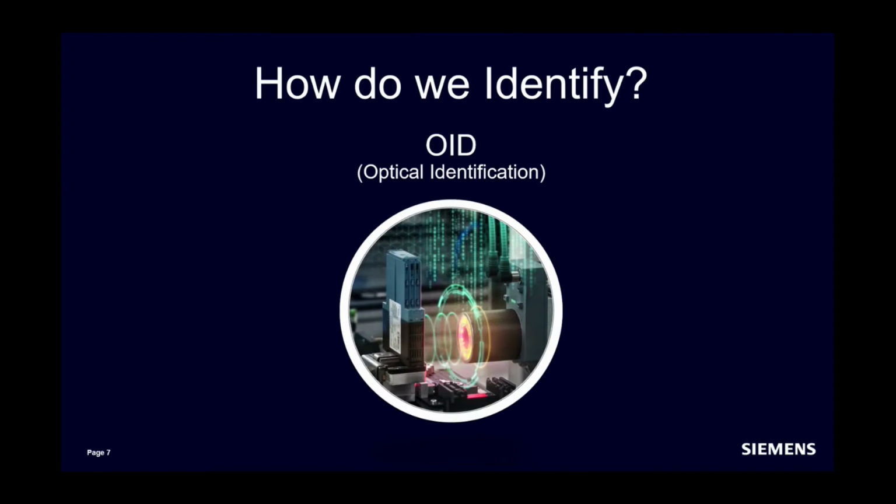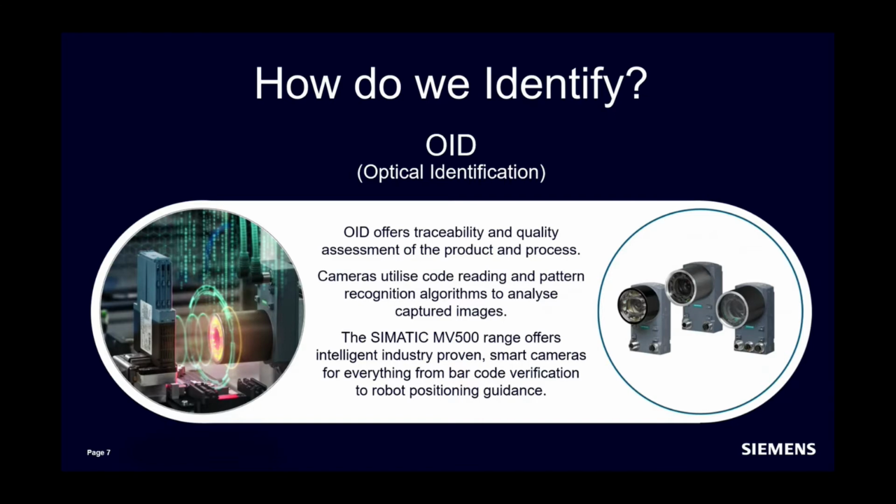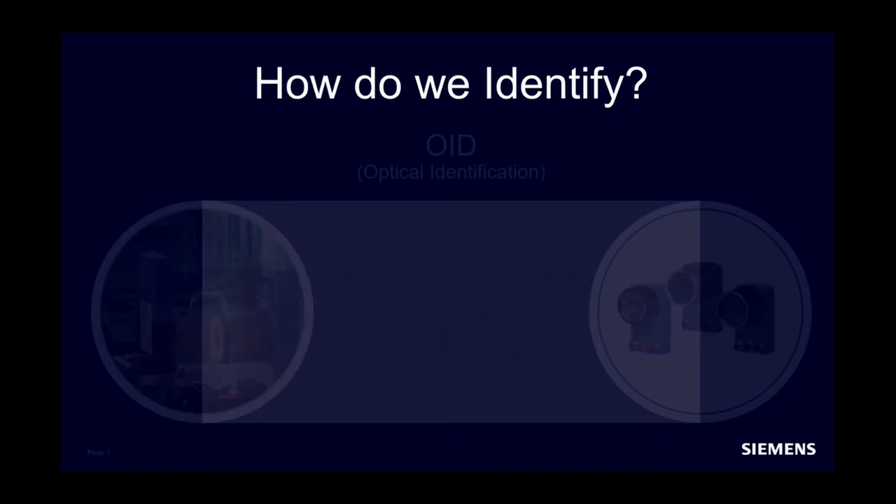Then we've got OID, optical identification. So this is using cameras and laser scanners and things like that. Typically, the easiest and most common way that you would use these, and what we're going to show today, is to scan codes, which can be 1D and 2D data codes with data matrices, QR, barcodes, that sort of thing. But you can also use optical identification for things like pattern recognition and do more intelligent things with assessing quality. Are we missing screws in certain places? Are PCB components fitted in the right place? That sort of thing. So that's optical identification.